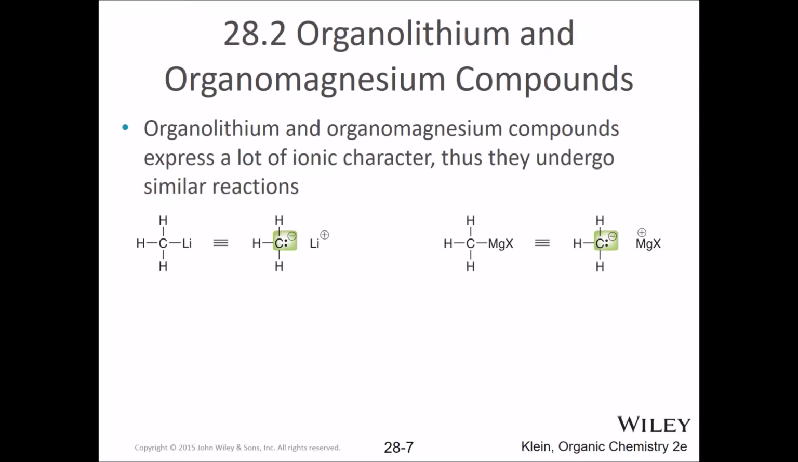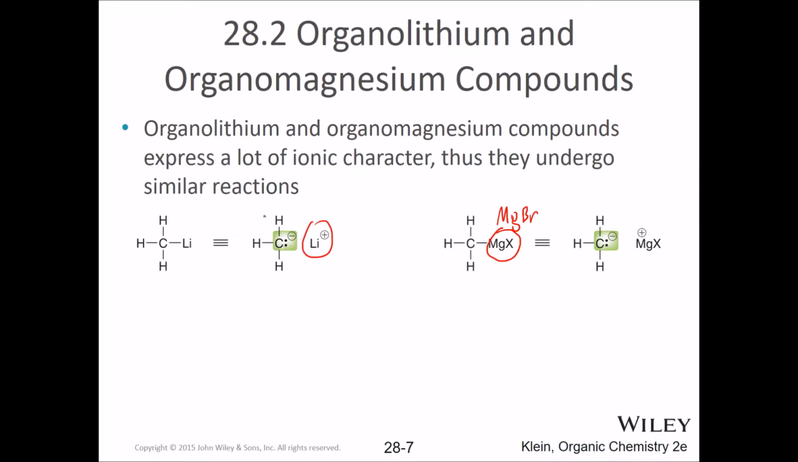All right, so now we get to the meat of chapter 28, and this is going to look familiar to you. Mostly chapter 28.2, this section here is review. So organolithium and organomagnesium compounds, which we've typically seen as MgBr, right? So organolithium and organomagnesium compounds express a lot of ionic character, and thus they undergo similar reactions.